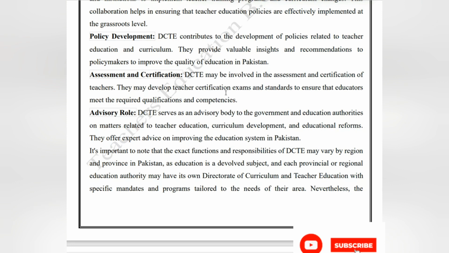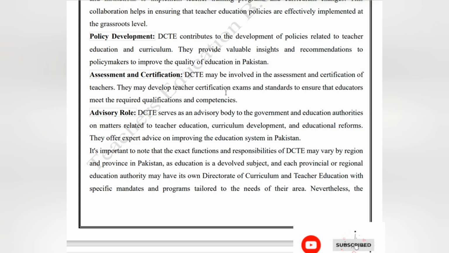Then policy development. DCTE contributes to the development of policies related to teacher education and curriculum. They provide valuable insight and recommendations to policymakers to improve the quality of education in Pakistan.